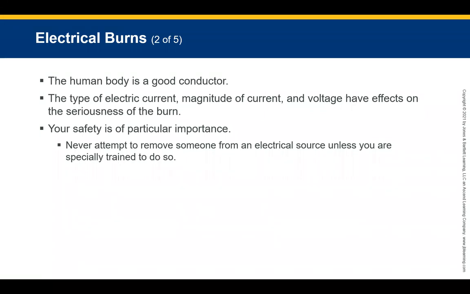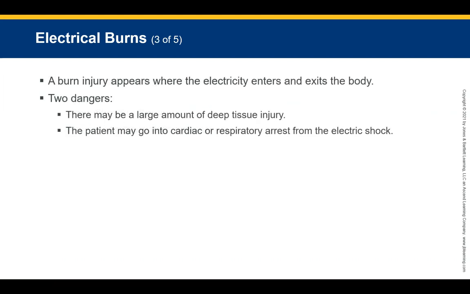The type of electrical current, magnitude of the current, and voltage have serious effects on the types of burns. Your safety is particularly important when you are called to a scene involving electricity, because we don't need two patients. You've got to be careful. A burn appears where the electricity enters the body and exits. There are two types of dangers. There may be a large amount of deep tissue injury, and the patient may go into cardiac arrest or respiratory arrest from the electrical shock. That is very true. If it's a high voltage, they're probably done. It's over with.